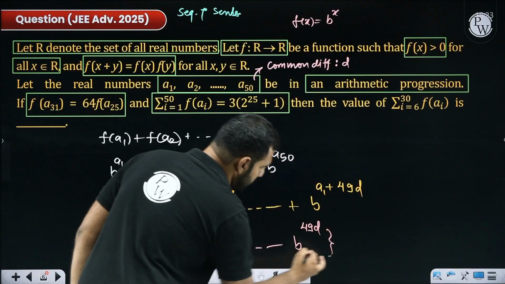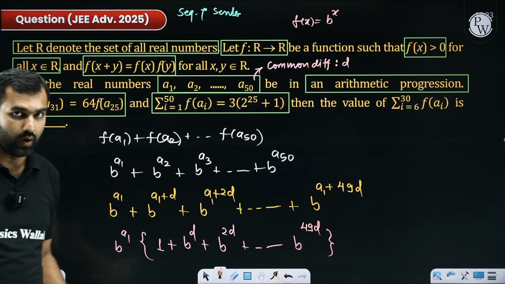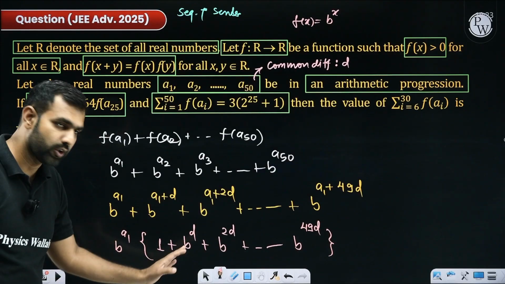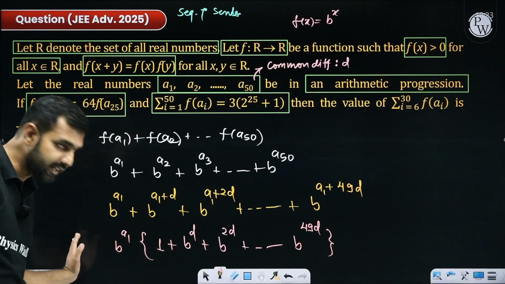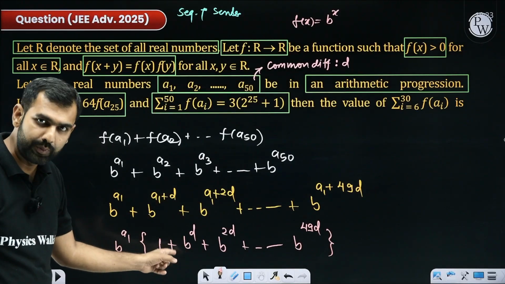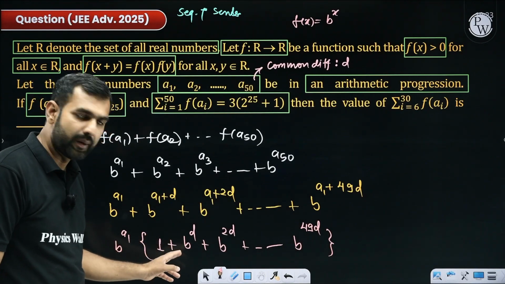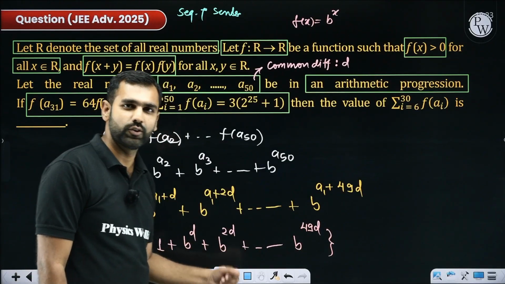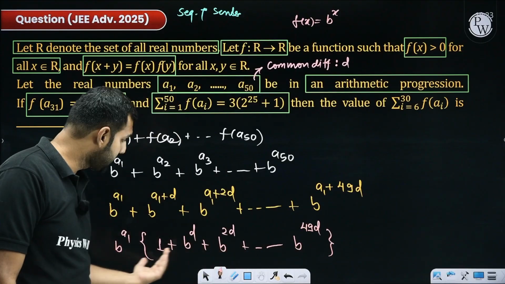So there are 50 terms. Now, are you not able to digest? Keep this outside. Even if you had kept it inside, it was doable. But if you keep it outside, it is clearly visible. 1 into b to the power d is b to the power d. B to the power d into b to the power d is b to the power 2d. B to the power 2d into b to the power d is b to the power 3d. So is it not a GP? Is that clearly not a GP?